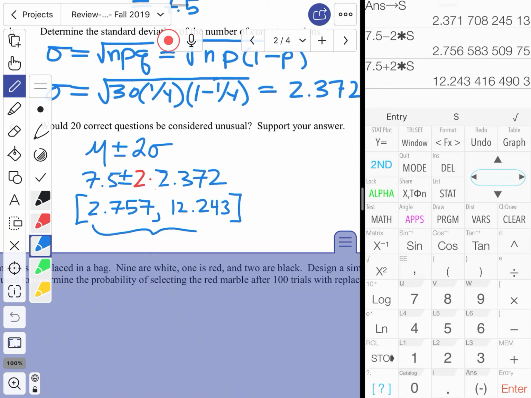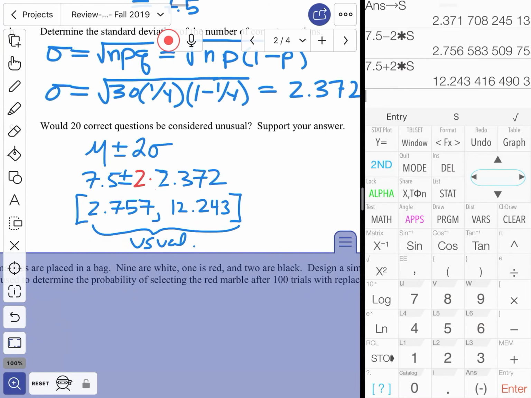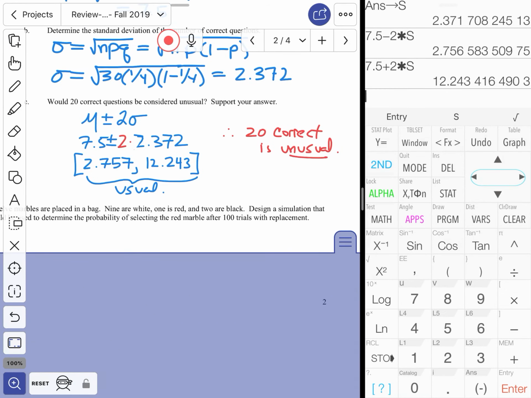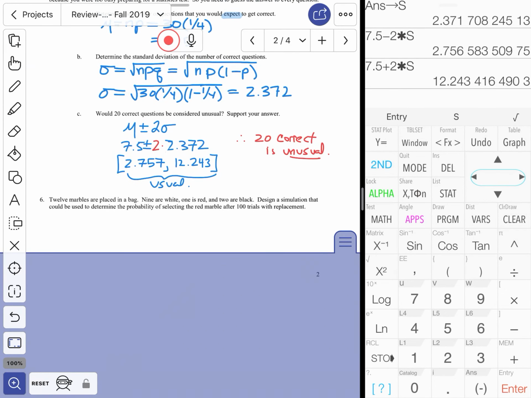All right, so these are my usual suspects. All right, so my conclusion here, 20 is way outside of that. So therefore, 20 correct is unusual. Yeah, 20 correct would be unusual. It doesn't fall within that interval. It's not between 2.7, 2.8, and 12.2.